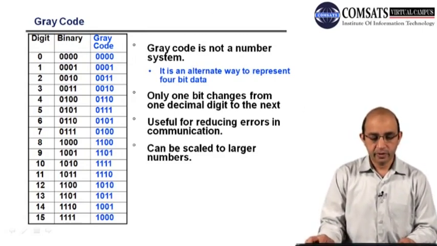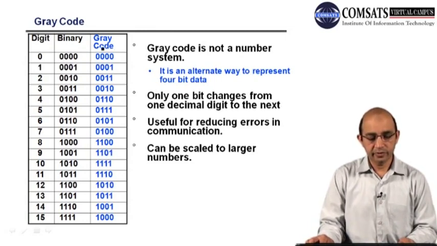If we look at the digits, this is the decimal, this is the equivalent binary, and we have the corresponding Gray code, right? If you move to 1, you will notice that only 1 bit has been changed. This is 0 and this is 1. And then if you look at the 2, this one remains the same and this bit has been changed. So 1 bit changes when we move from one decimal to the next, right?